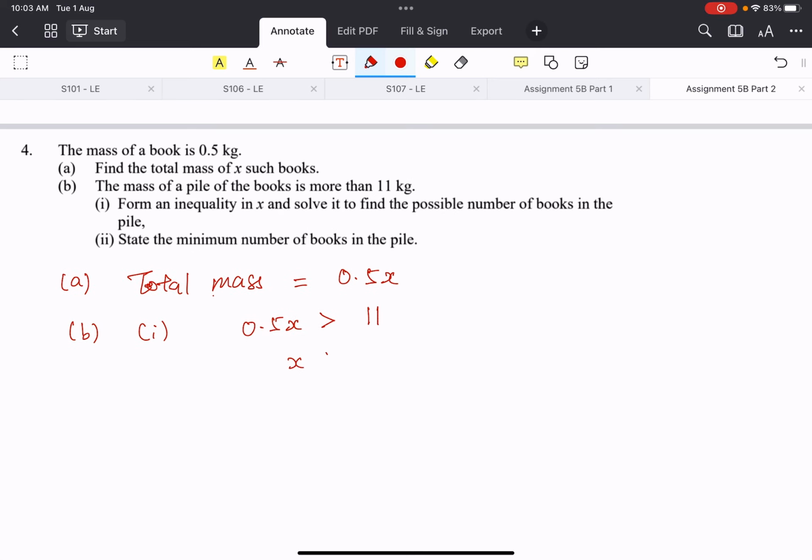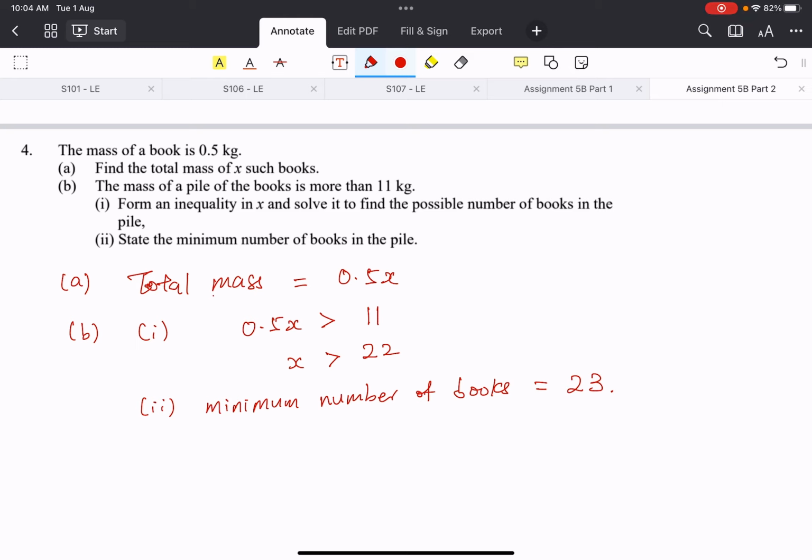That means x is more than 11 divided by 0.5, which gives us 22. They ask us to state the minimum. Since the mass is more than 11 kg, it cannot be equal to 11 kg. So when we work it out, x is more than 22. It cannot be 22, so it will be the next integer after 22. So the minimum number of books is equal to 23.